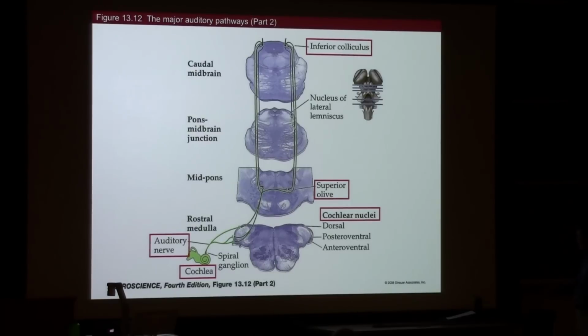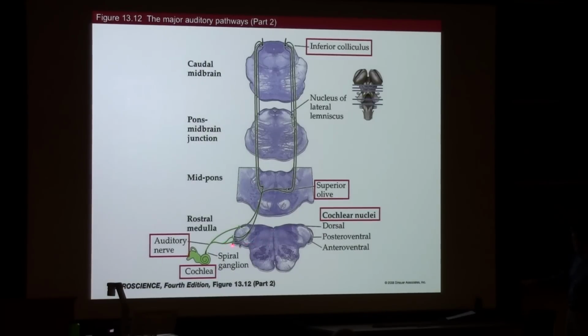Then from here, the signal goes to the next stage, called the cochlear nuclei. Again, every structure with a red square is one you should pay attention to and understand. But I'm not going to ask you to fill in the blank on the exam. You just need to know, when we mention the cochlear nuclei, at least where it is here.